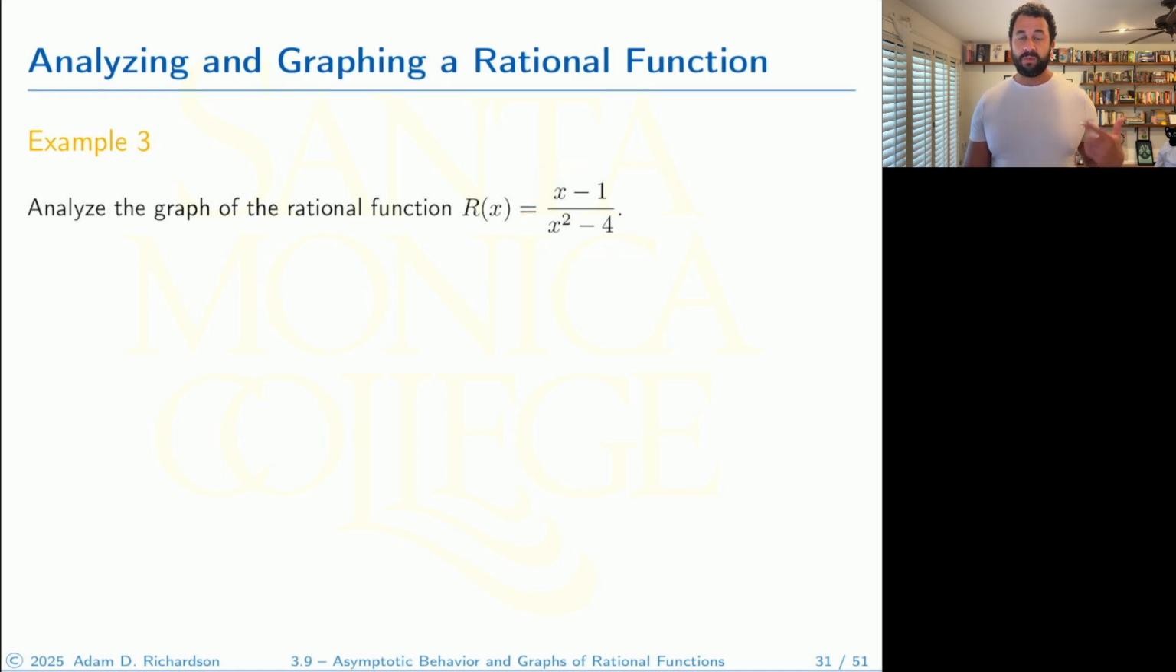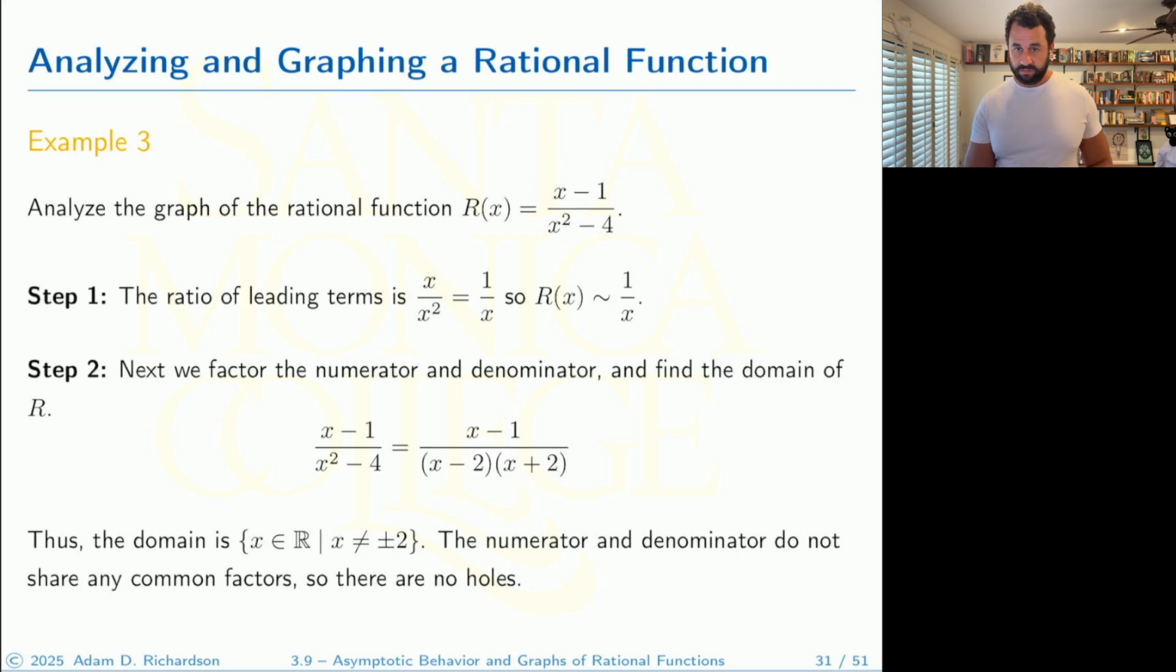Step number 1 is get the rough end behavior. The rough end behavior is going to be the ratio of these leading terms. So when I divide x by x squared, I get 1 over x. So that means R of x is asymptotically equivalent to 1 over x. So the end behavior of R of x is going to be the same as the end behavior of 1 over x. That graph that you remember really well, right? So at the ends, that's what it's going to look like. In particular, we know that we're going to have a horizontal asymptote of y equals 0 in this case.